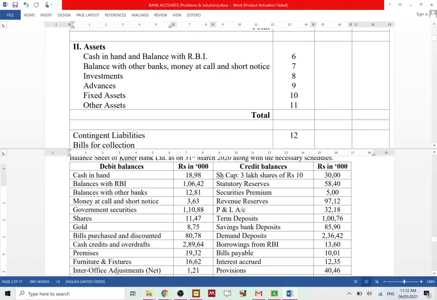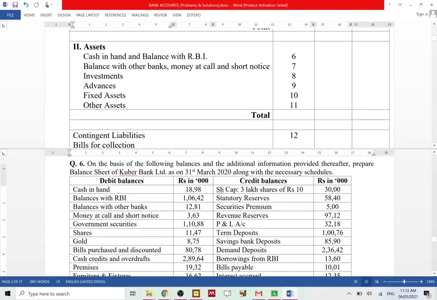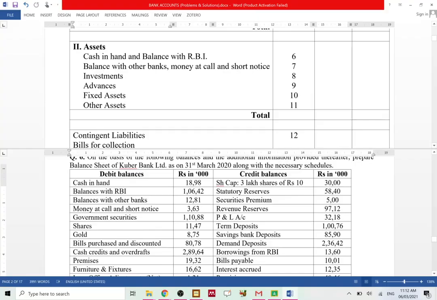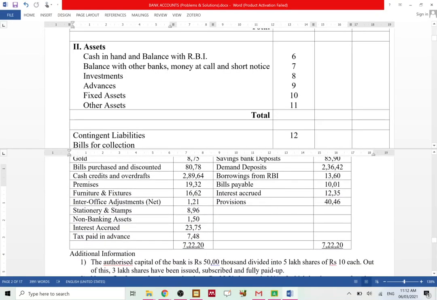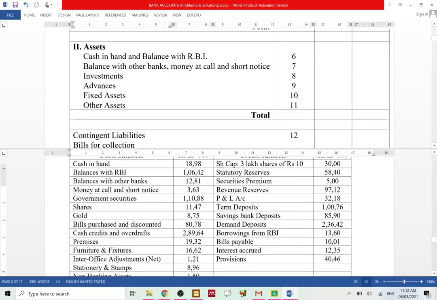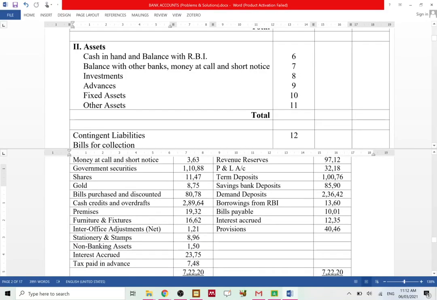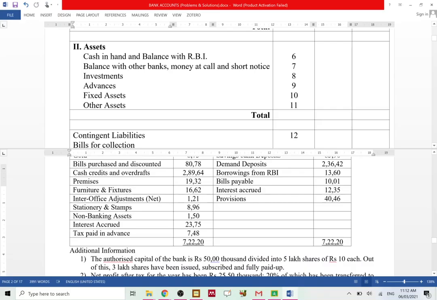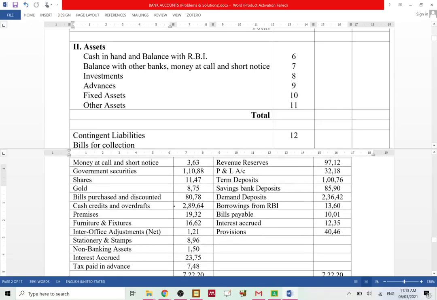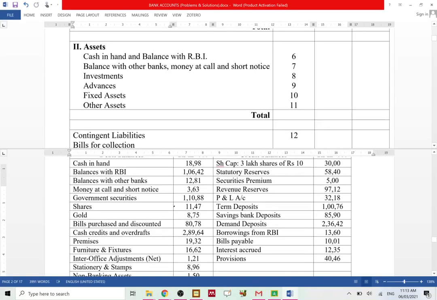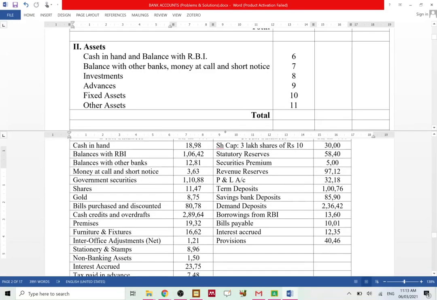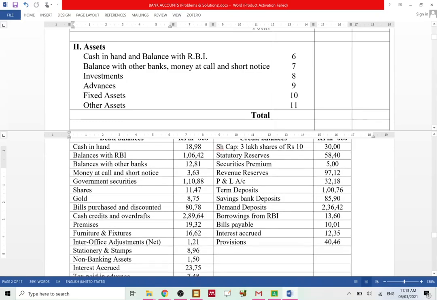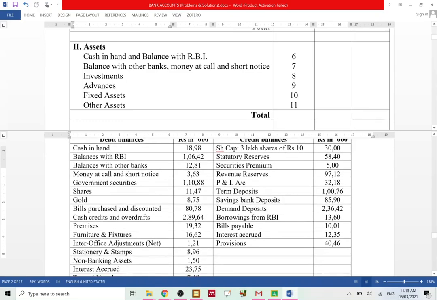Okay, so this is problem 6, and again we are going to prepare the balance sheet for this particular bank, Kuber Bank Limited, and you have been given debit and credit balances of the bank. This is like a trial balance, but only with the balance sheet items, not profit and loss items. Based on these items, we will decide which categories, which different schedules we are going to put all of them.